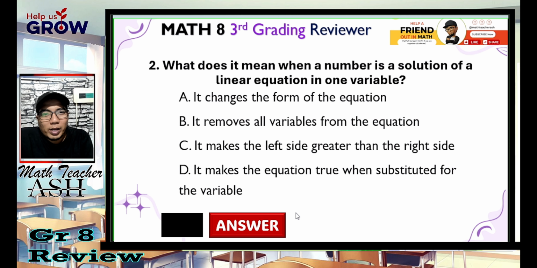What does it mean when a number is a solution of a linear equation in one variable? Is it A, it changes the form of the equation, B, it removes all variables from the equation, C, it makes the left side greater than the right side, or D, it makes the equation true when substituted for the variable? I'll give you 5 seconds to think about your answer.